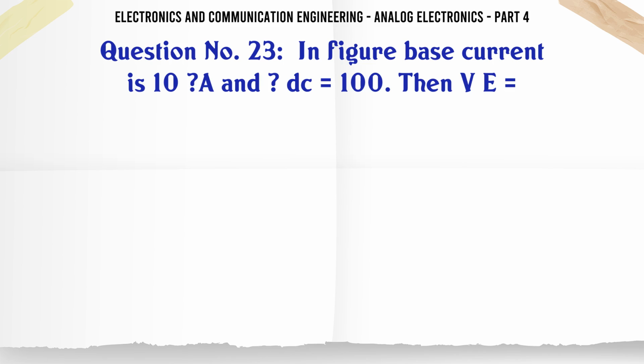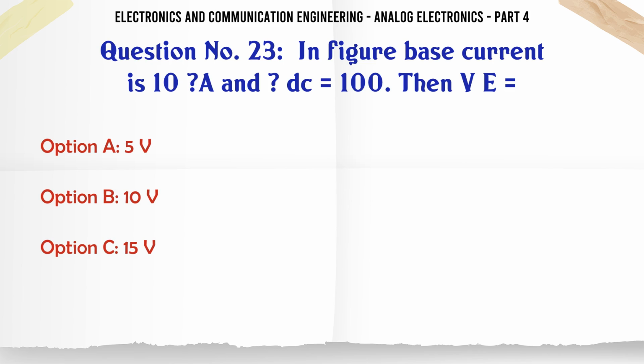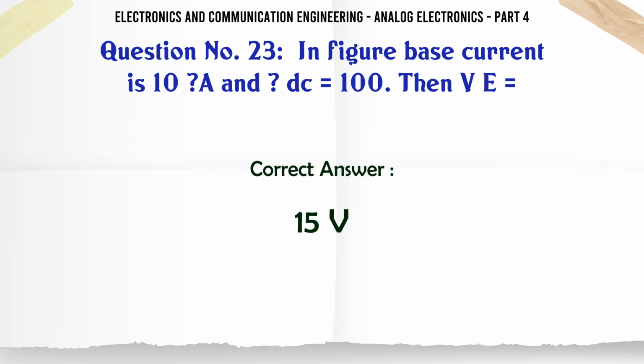In the figure, base current is 10 µA and βDC is 100. Then VE is: A. 5 V, B. 10 V, C. 15 V, D. 20 V. The correct answer is 15 V.